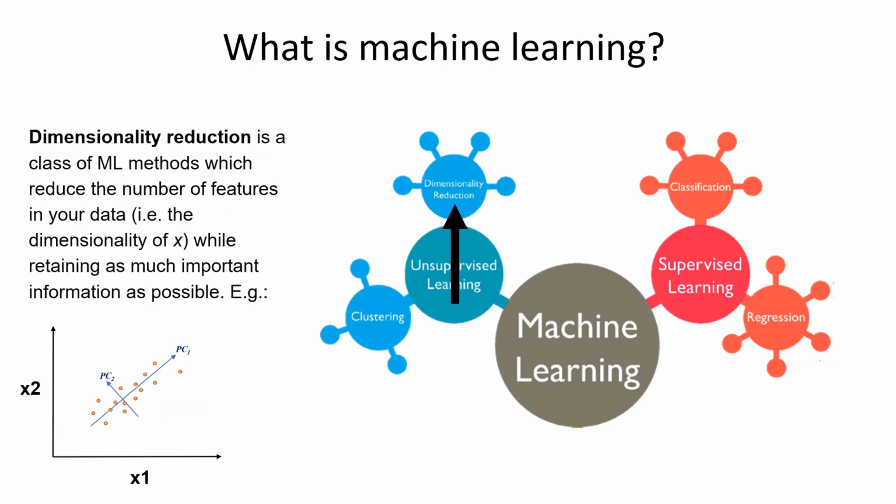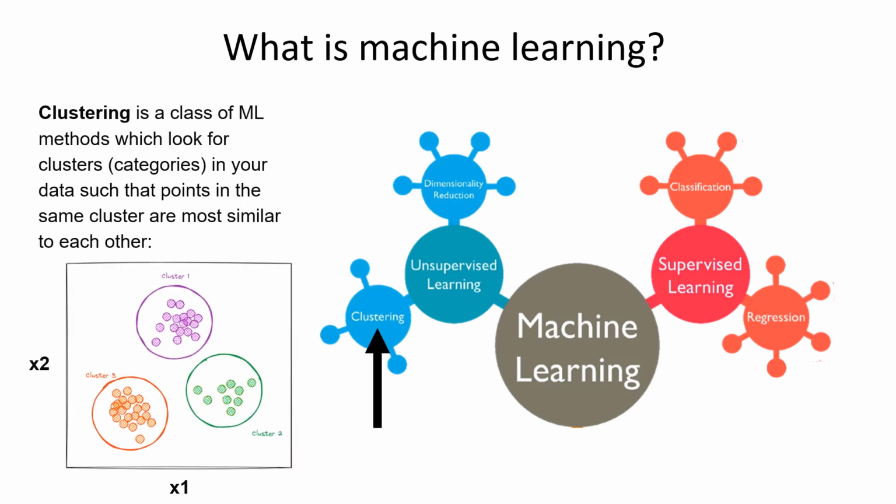Dimensionality reduction is a class of machine learning methods which reduce the number of features in your data, in other words the dimensionality of x, while retaining as much important information as possible. For example, if you have two features x1 and x2, but most of the variance in the data can be captured by the axis denoted by PC1, then by calculating the position of each sample on this axis, you've effectively reduced the number of features to 1.